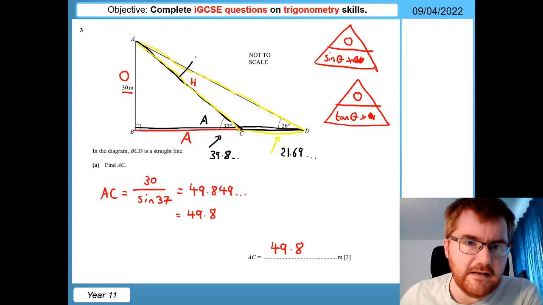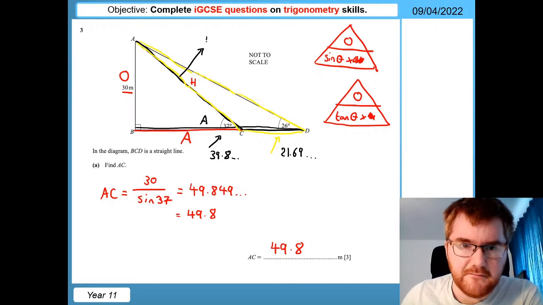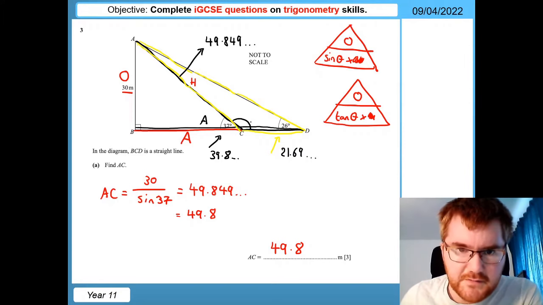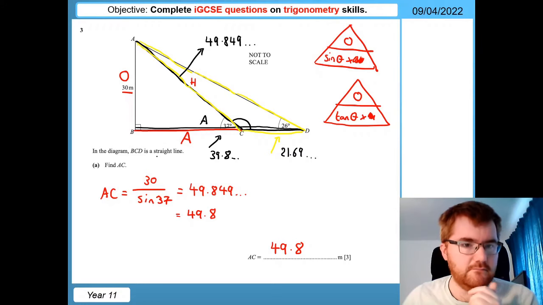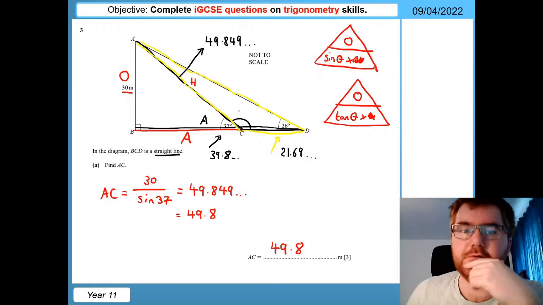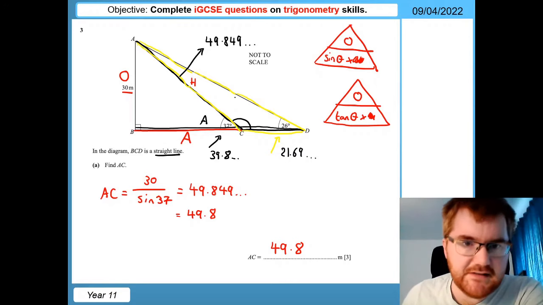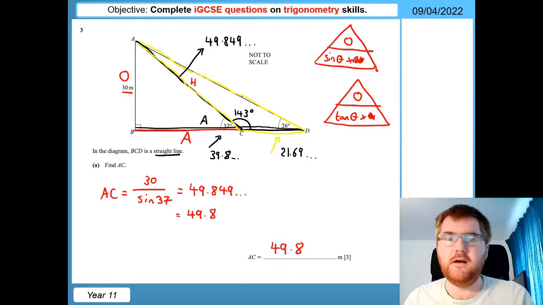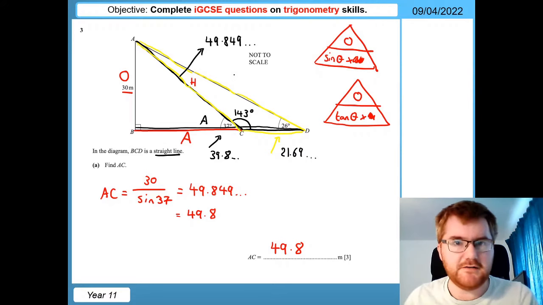That side here, so that hypotenuse, that was from part A, that was the 49.849 dot dot dot. And we know the angle in between, because angles on a straight line, again, got a straight line here, add up to 180 degrees. So this is going to be equal to 143 degrees. And now we can use everything we just talked about to work this out.